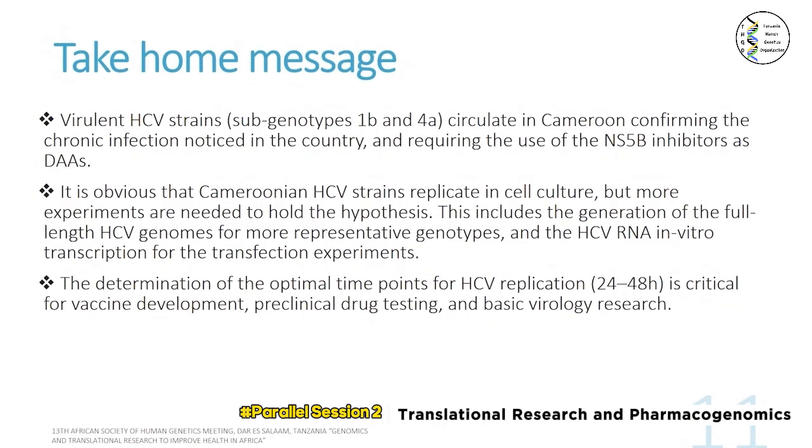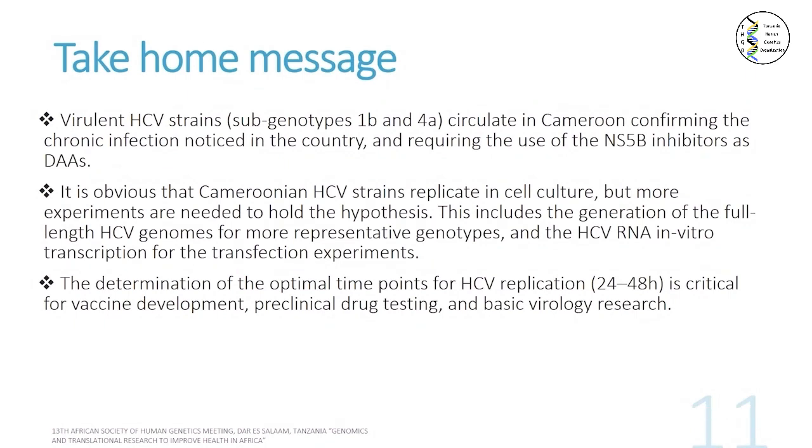As take home message, I would like to say that the virulent HCV strains, subtypes 1B and 4A, circulate in Cameroon, confirming the chronic infection noted in the country and requiring the use of NS5B inhibitors as DAAs. It is obvious that Cameroonian HCV strains, as other strains in the United States and Asia, replicate in cell culture. More experiments are needed with a larger sample size to confirm the hypothesis. This includes also the generation of full length genomes, more representative strains, and the HCV RNA in vitro transcription for the translation experiments.